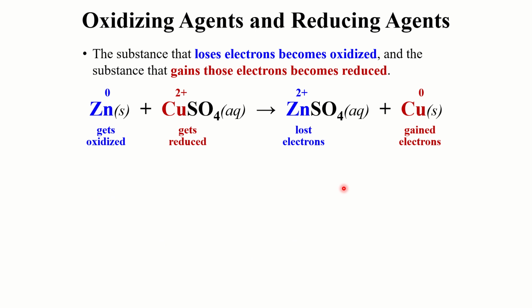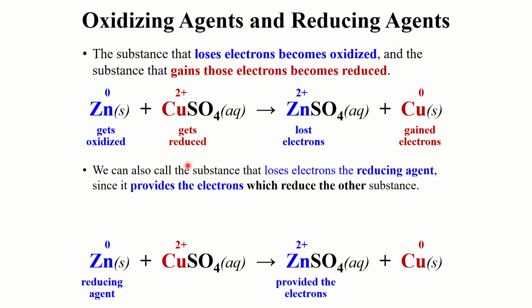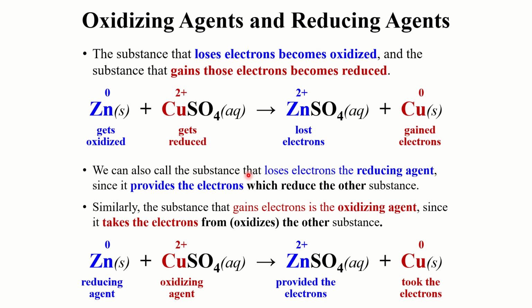We can also describe these compounds, these atoms, in terms of oxidizing agent and reducing agent. So we can say that the substance that loses electrons, the one that's being oxidized, we can refer to as the reducing agent since it provides the electrons, which reduces the other substance. And similarly, the substance that gains electrons, that is being reduced, can be referred to as the oxidizing agent since it takes the electrons from the other substance.